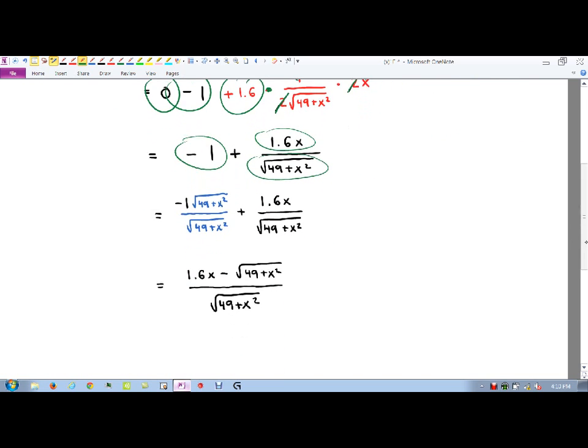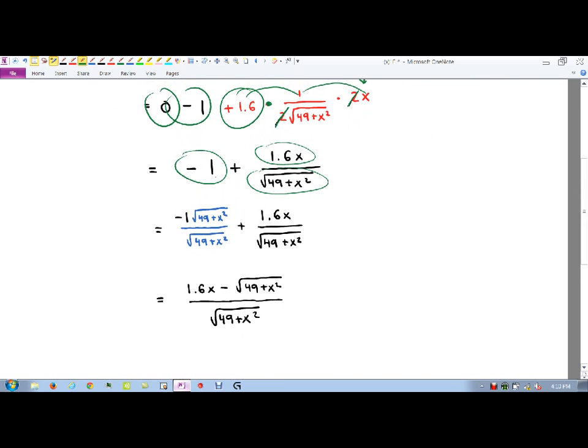Now, I'm going to get a common denominator. So what I need to do is look at this -1 as being -1 over 1. I multiply the top and bottom by the common denominator. And then once I do that, since I have the same denominators here, I can just put it in one fraction, putting this top piece together with this piece with addition between them. And all I did was just reverse the order. Put 1.6x in front. Then I used the minus from out here, minus, then that square root, then all over the common denominator. Hope that helps.